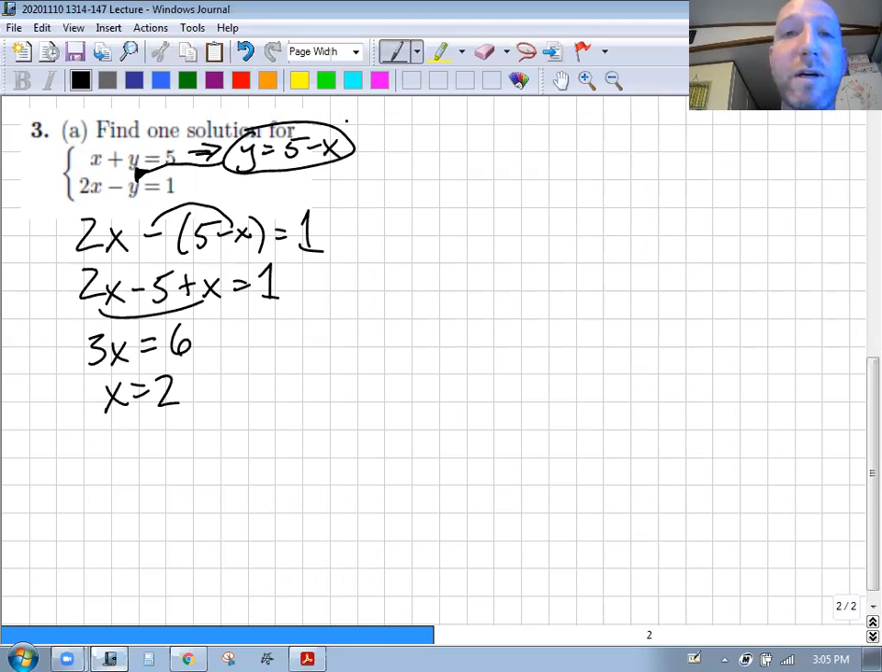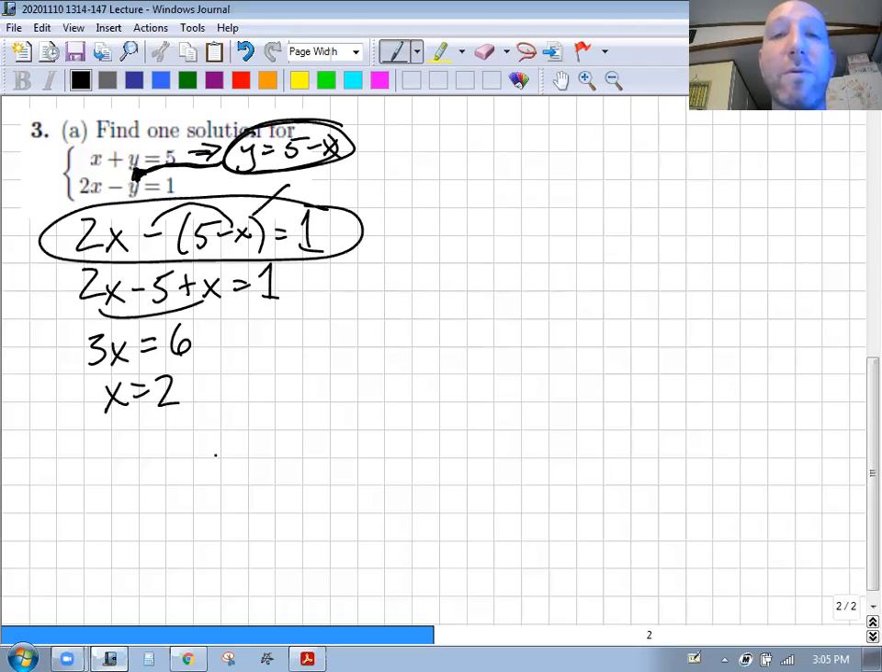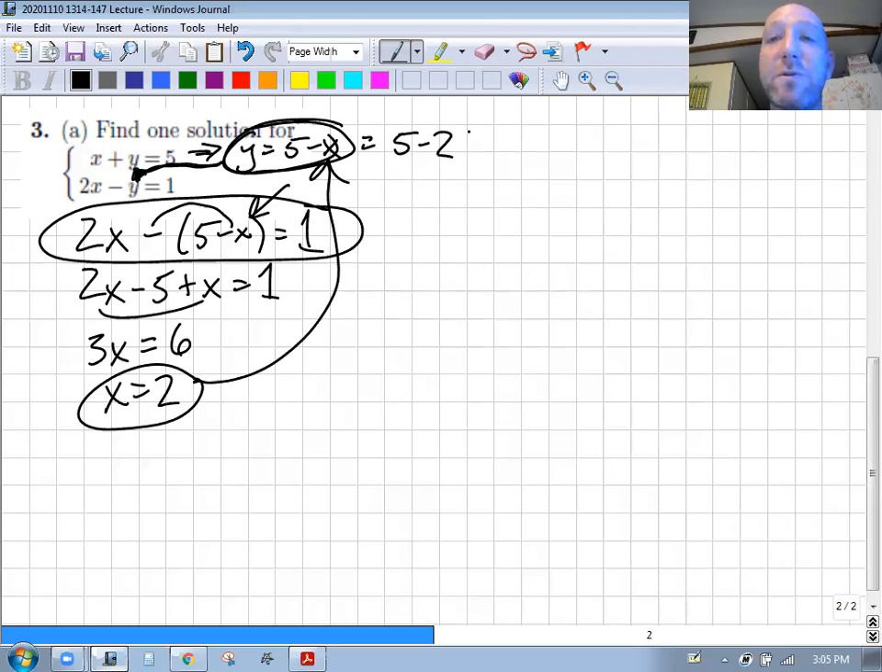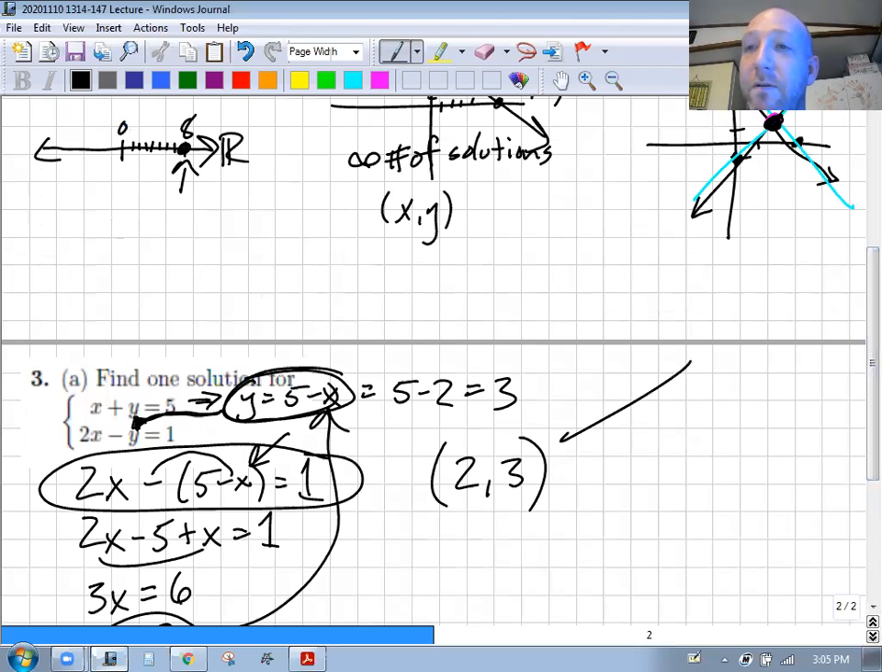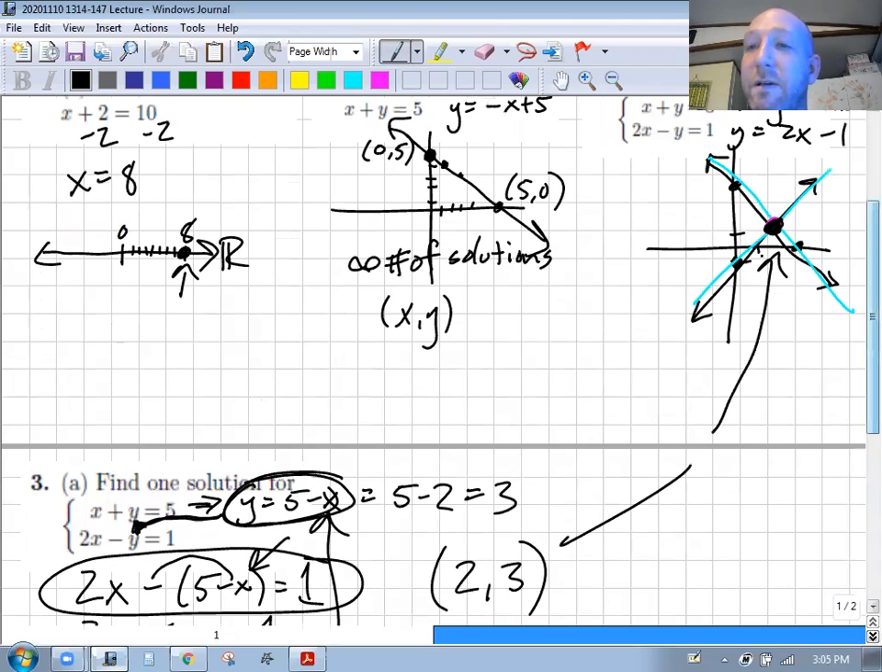Notice when we plugged this in, we took y in terms of x and plugged it in, and that gave us a new equation with only one variable. Now that we know what x is, we can plug it in up here. y is 5 minus x. Well, we found x is 2. So 5 minus 2 is 3. So our solution here is 2, 3. That's what that coordinate is. 2, 3.